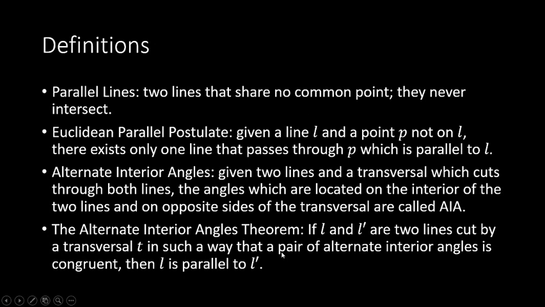Before we begin, we will start by reviewing a few basic definitions. First, the definition of parallel lines: two lines that share no common point, that is, they never intersect. The Euclidean parallel postulate states that given a line L and a point P not on L, there exists only one line that passes through P which is parallel to L. The definition of alternate interior angles is that when you have two lines and a transversal which cuts through both lines, the angles which are located on the interior of the two lines and on opposite sides of the transversal are called alternate interior angles.